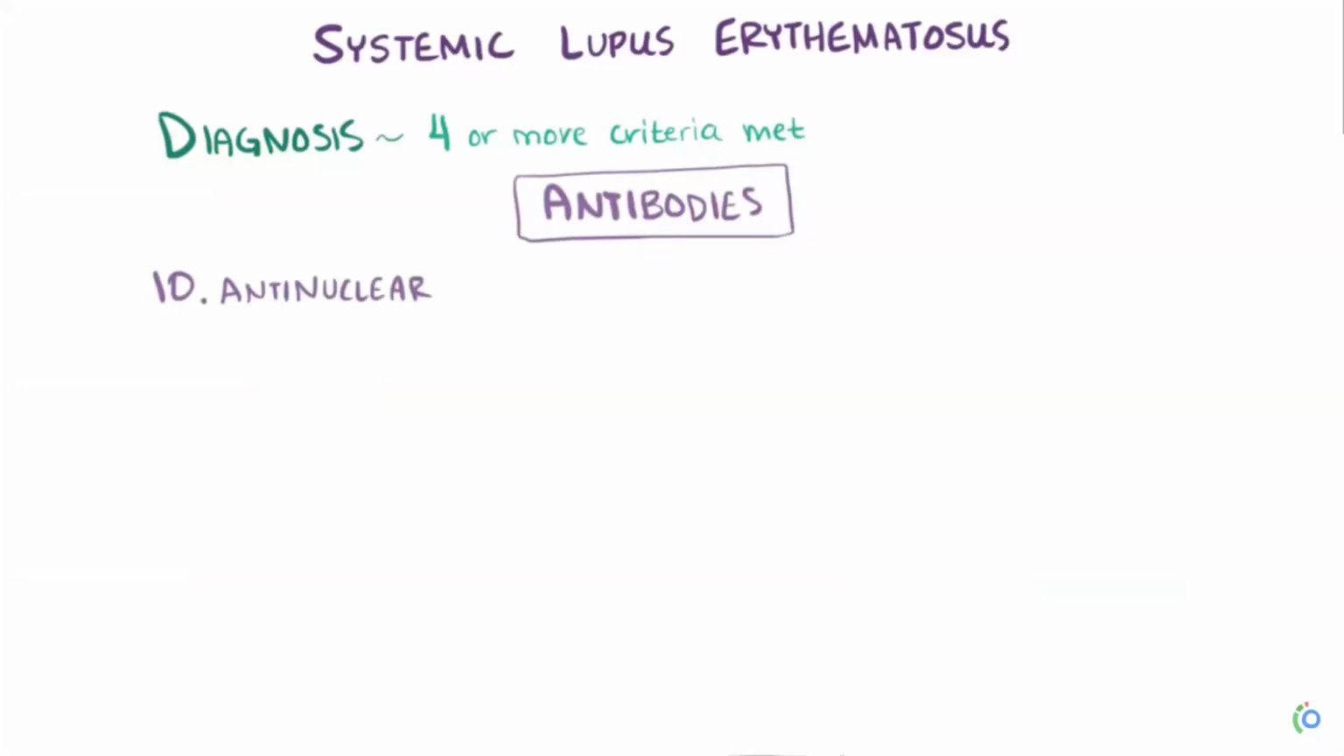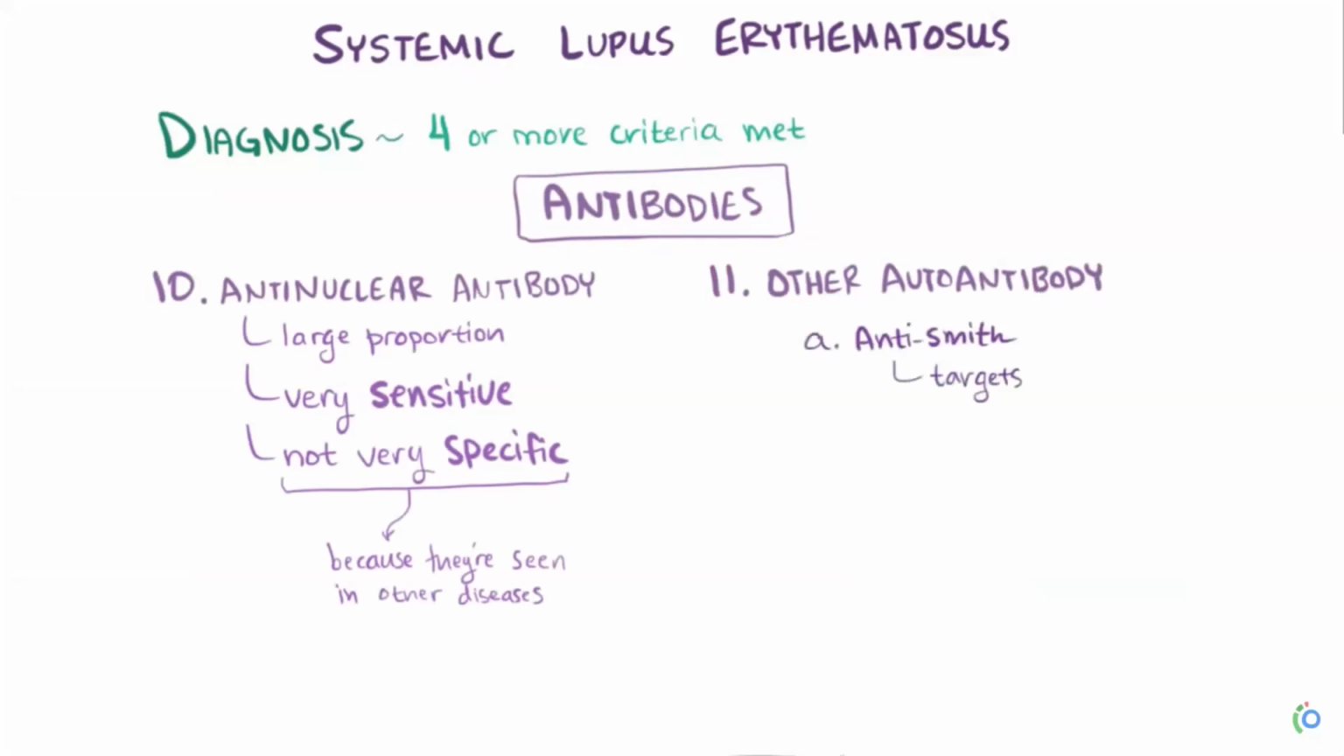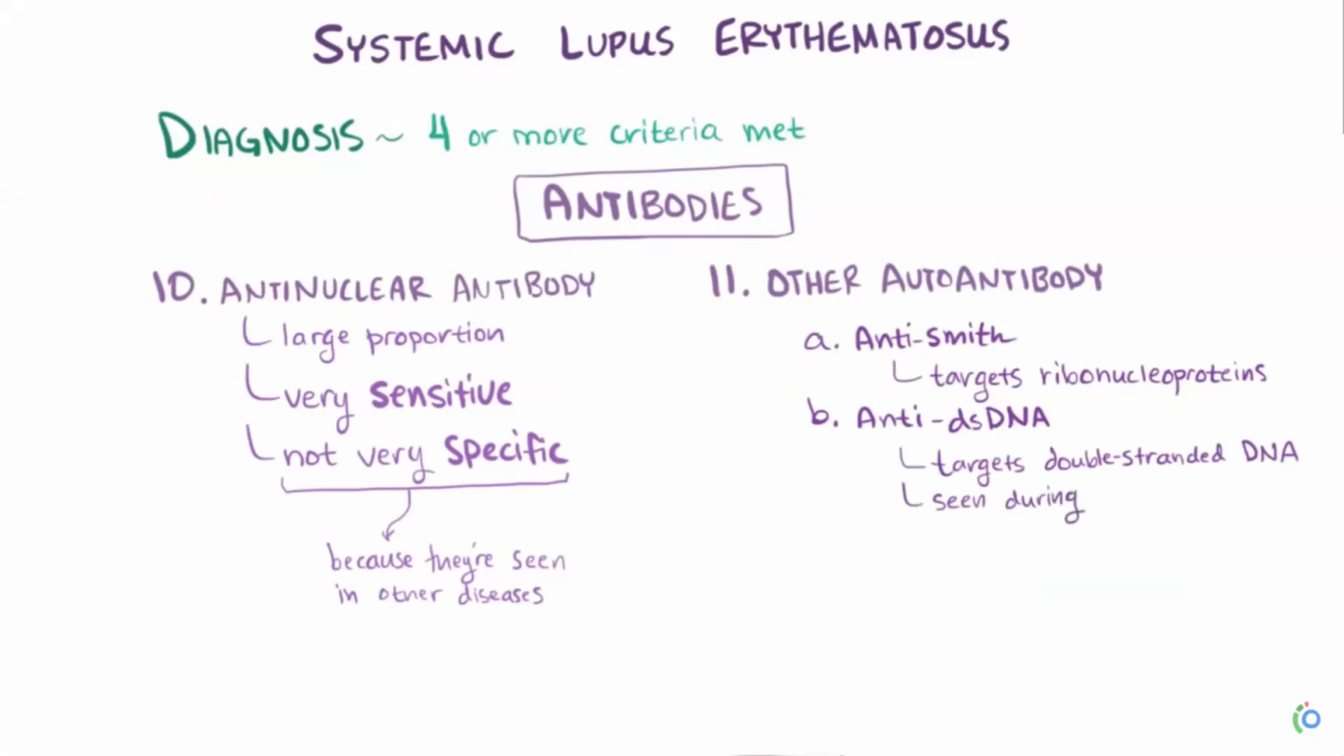The first one being anti-nuclear antibody, which we already went through. Now, a large proportion of patients with lupus have these, meaning this test is very sensitive. But this test isn't very specific, since these are also seen in other autoimmune diseases. Finally, they can have some other self-directed antibody, which can be one of three types. It could be anti-Smith, which is an antibody against small ribonucleoproteins, or it could be anti-dsDNA, which is against double-stranded DNA, and is often seen more during periods of active disease. And these two are relatively specific for lupus.